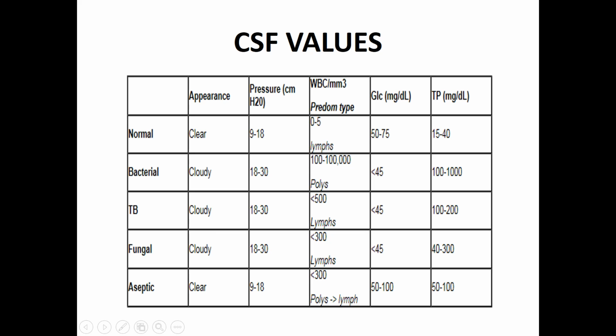In viral infection, what happens? The appearance will be mostly colorless. Again, the TLC count will be raised, and the predominant cells will be lymphocytes. The glucose count will be normal, but the total protein value will be raised significantly. As we know, the whole body of the virus is made of protein coat. So when the virus replicates within the CSF, it will produce a large amount of protein. That's why protein counts are raised in viral infection.